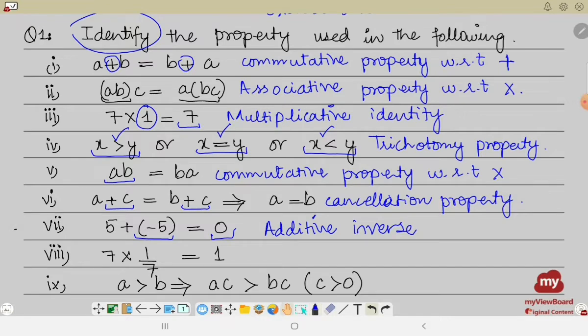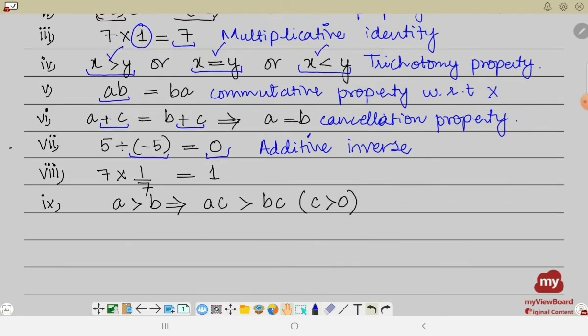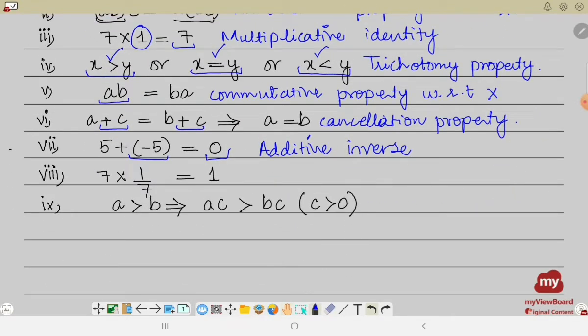Okay, now 7 is multiplied by 1 by 7, right, and you are getting 1, the multiplicative identity in return. So what are 7 and 1 by 7? They are multiplicative inverses of each other. Right, in additive inverse you get 0, in multiplicative inverse you get 1.